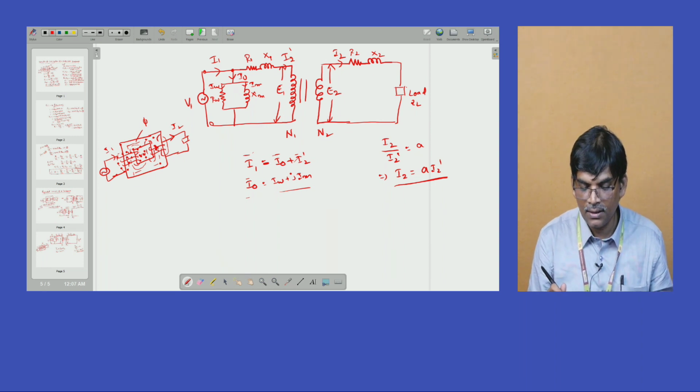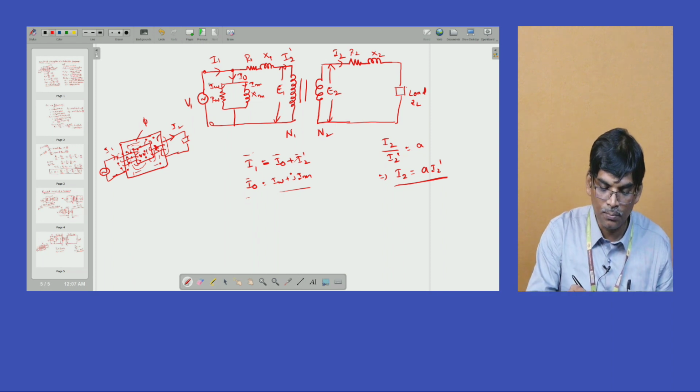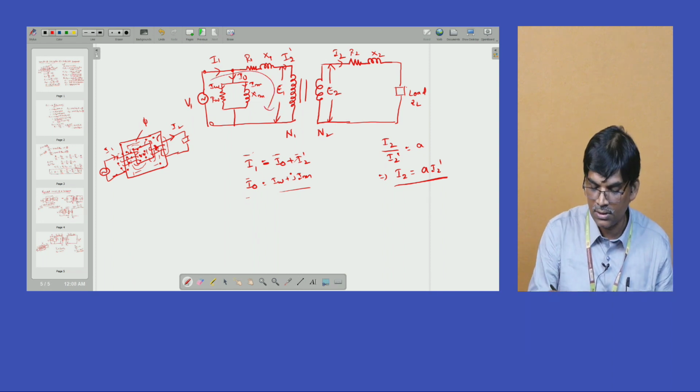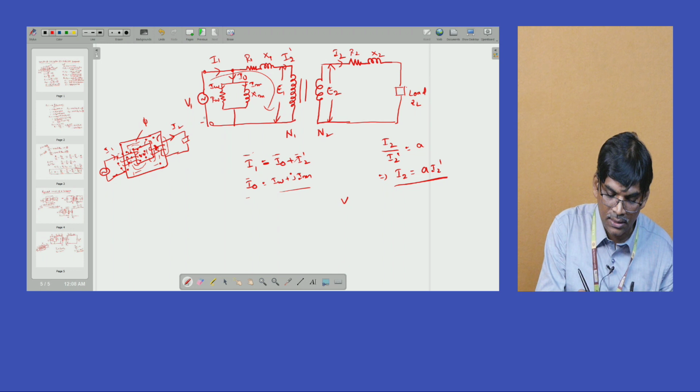Because of the resistance and leakage reactance, a voltage difference occurs between the applied voltage and the induced voltage. We apply the loop equation here. We can consider E1, for example at a particular instant, taken as minus and plus, and plus to minus.